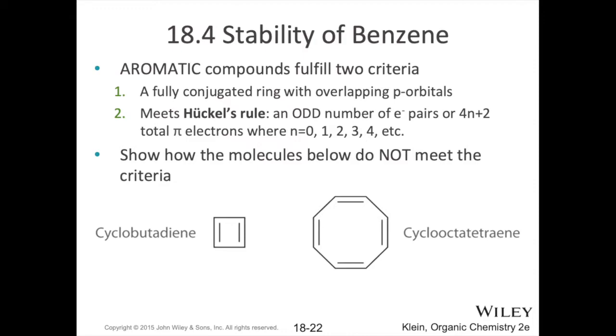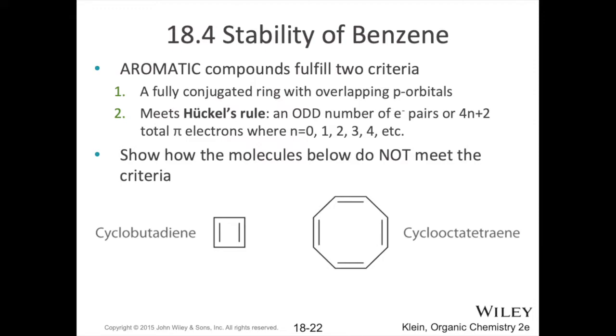For Huckel's rule, you need an odd number of electron pairs, or in other words, 4n plus 2 pi electrons, where n, of course, is an integer. Okay, so benzene meets this, right? For benzene, you've got 3 electron pairs, right? There's 6 pi electrons, right? So if n is 1, 4n plus 2 gives us those 6 electrons. It meets that rule. That's Huckel's rule.